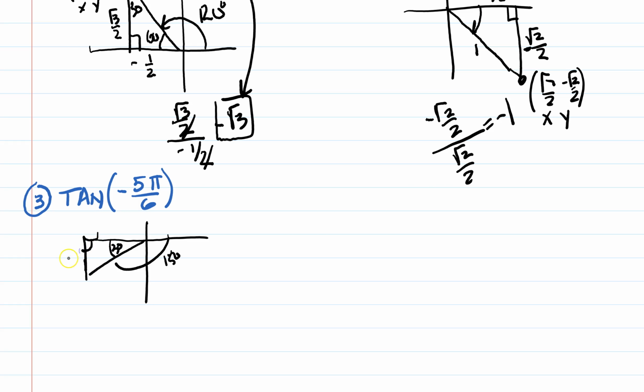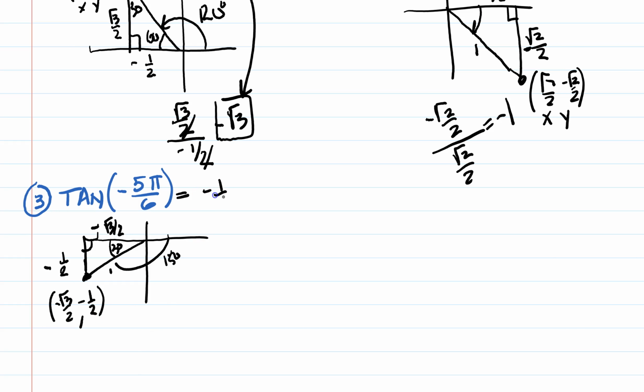All right, so across from 30 is 1/2. Across from the 60 is the rad 3 over 2. And of course, the hypotenuse is 1. Now, both of these are negative because I'm in quadrant number 3. So therefore, I'm going to take the Y value to the X value. Remember, this is negative rad 3 over 2, comma negative 1/2.